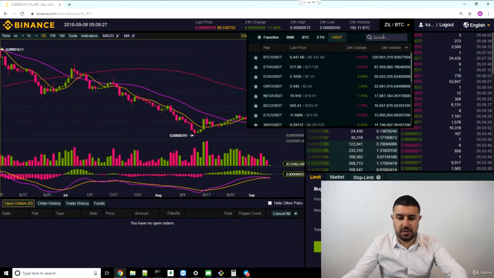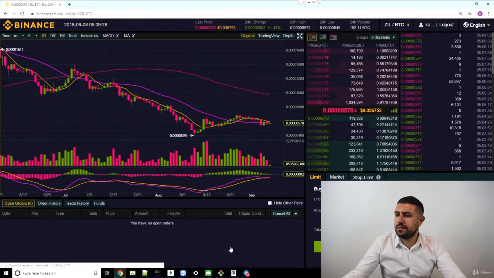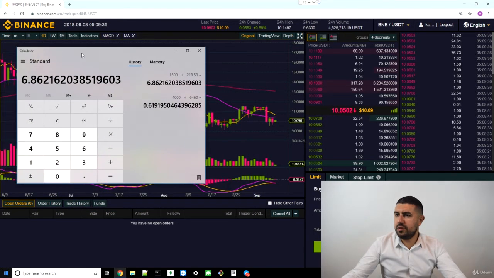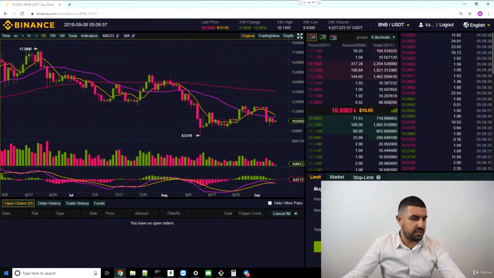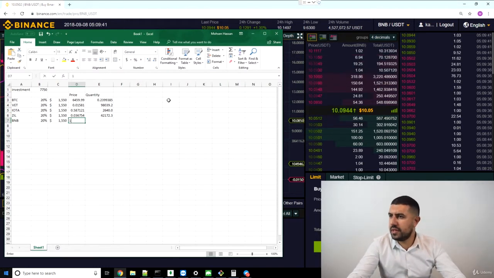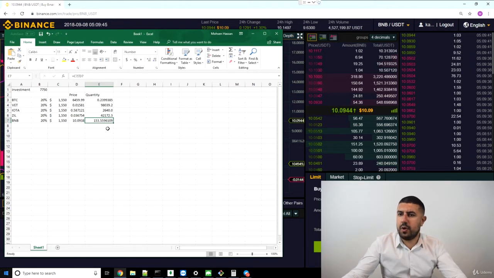I'll go on USDT, BNB. And BNB trades for, let's just use this, $10.0938. I want to buy 153 Binance Coin. So these are the quantities that I want to buy for each coin.